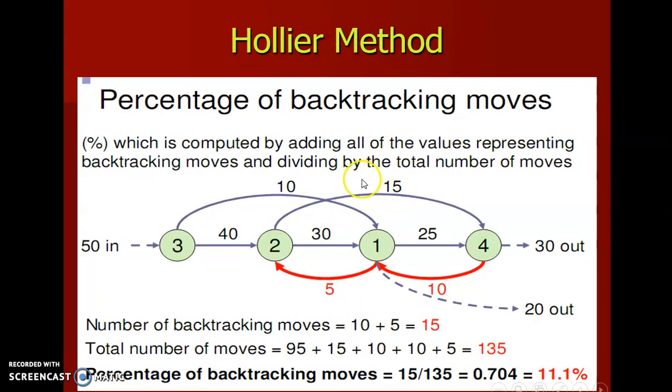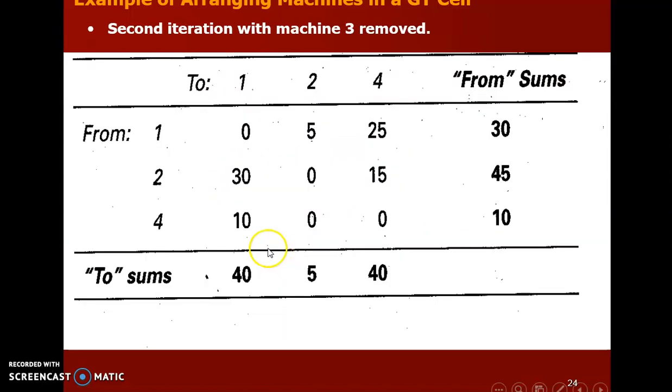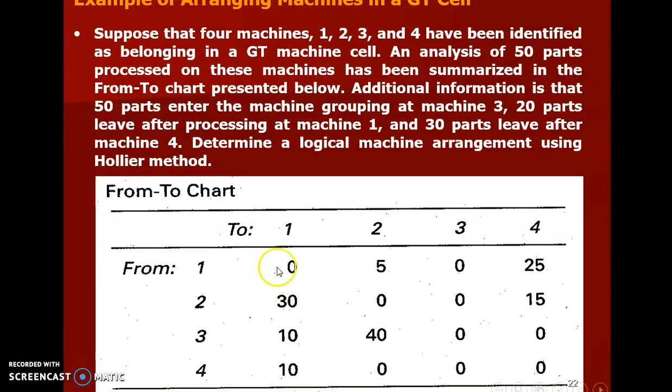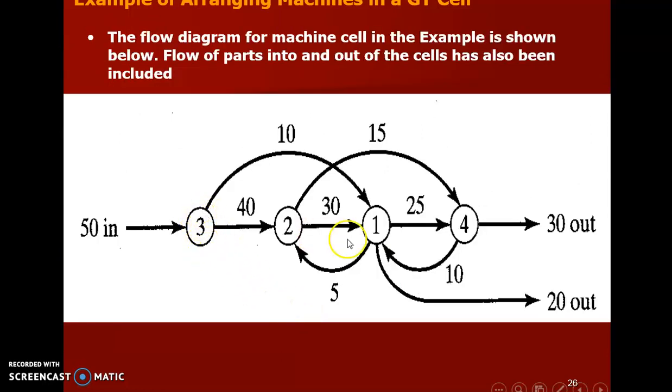Once the machine sequence is done, this is one kind of flow analysis, in which the machines are sequenced as 3, 2, 1, 4. This flow diagram is drawn by means of this chart, in which from machine number 3 to machine number 1, 10 parts are getting transferred, and similarly from machine number 2 to machine number 4, 15 parts are getting transferred, and from machine 3 to 2, 40, and from machine number 1 to 2, 5 parts are getting back transferred.